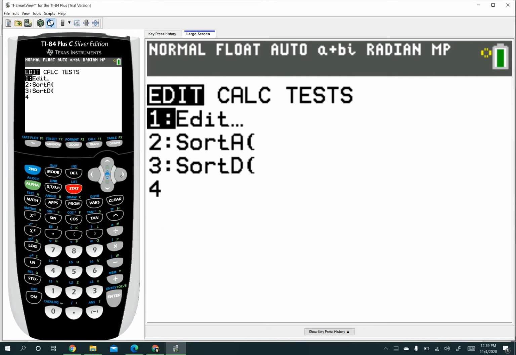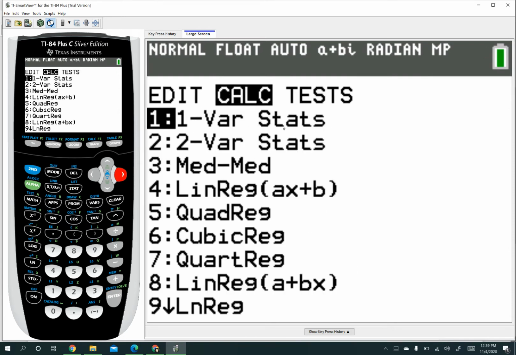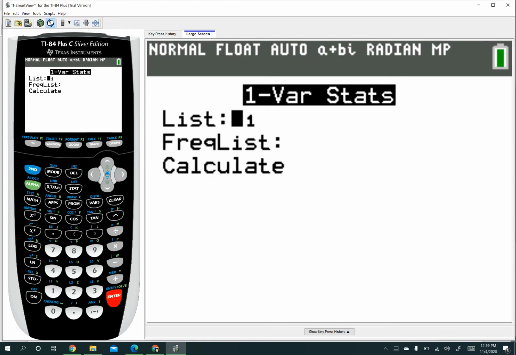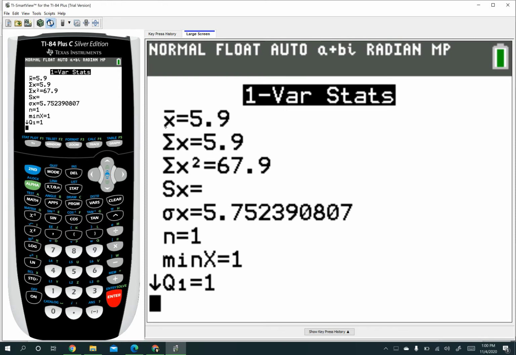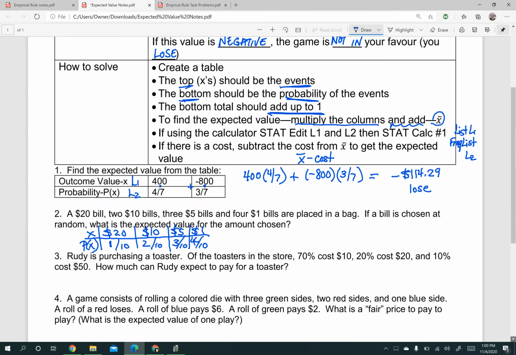Then we would stat, calc, and we want to do a one variable statistics. Even though we have 2 variables in there, we're going to do a one variable statistic. And we put L1 for the list, and we make L2. So L2 is right here. So we do second number 2. And when we calculate that, we're only looking for this number right here. Okay, so 5.9. And so that is our expected value, $5.90. The X bar is our mean or expected value.